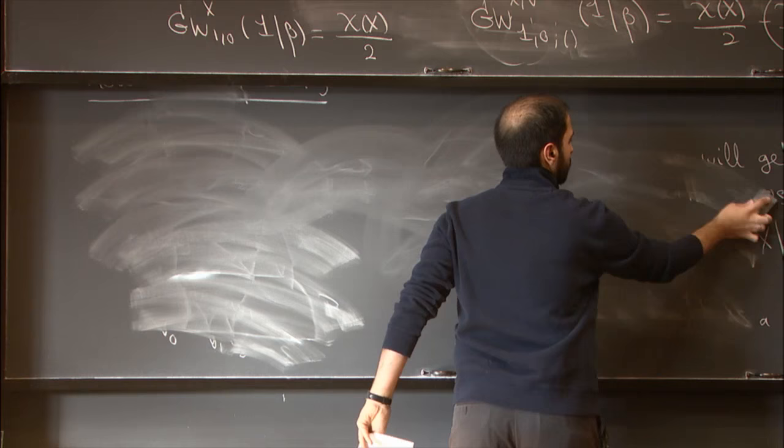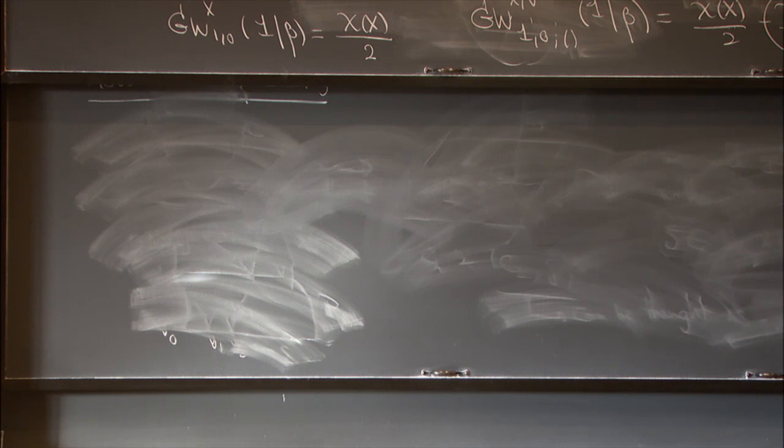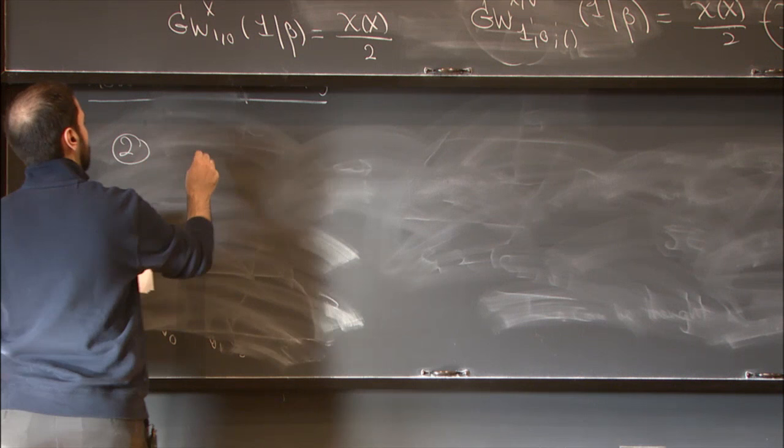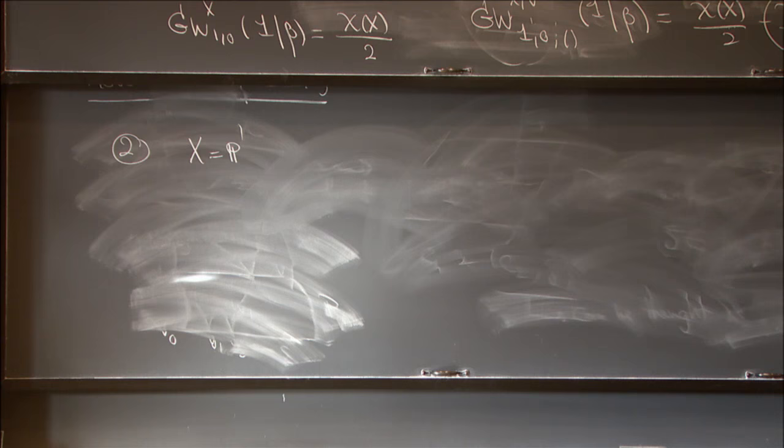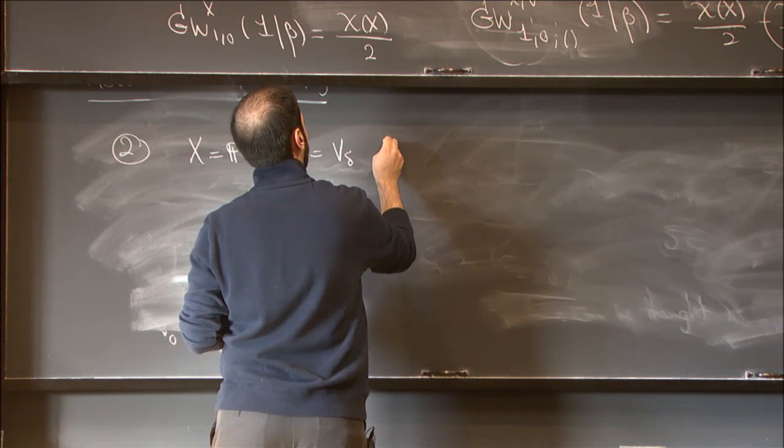I'll consider P1 with a divisor of delta points. So example 2, let X be P1. You can choose anything up to dimension 4, it's going to work, but simply, I'll consider X equal to P1. Let V be equal to V delta, delta points. So a divisor inside P1 is just a couple of points.